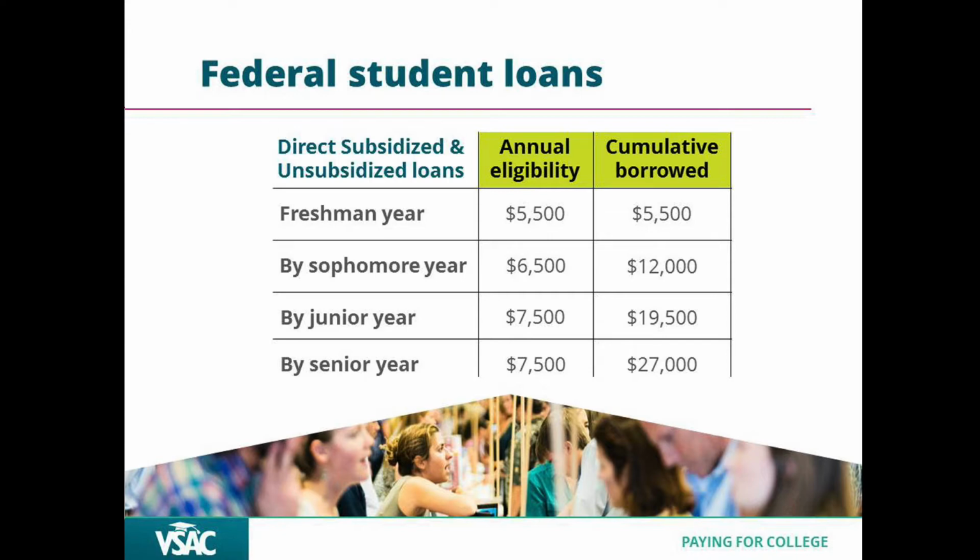There are maximums that students can borrow based on their year in college. A student who has less than 30 college credits earned is eligible to borrow a maximum of $5,500 a year. The next year, they're eligible to borrow $6,500. And then the junior and senior year, the maximum is $7,500 each year. This is cumulative borrowing, meaning the student is borrowing each year, and by the time they're done, they may have borrowed about $27,000 in federal direct subsidized and unsubsidized loans.